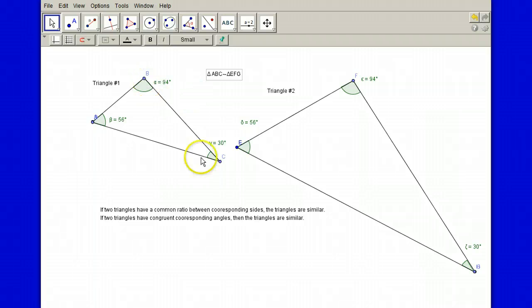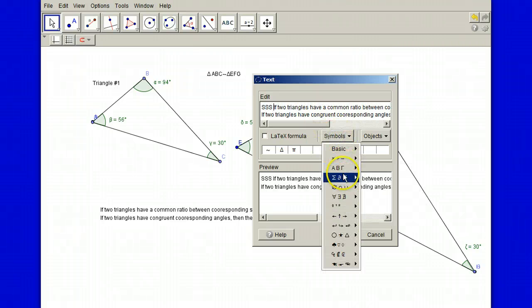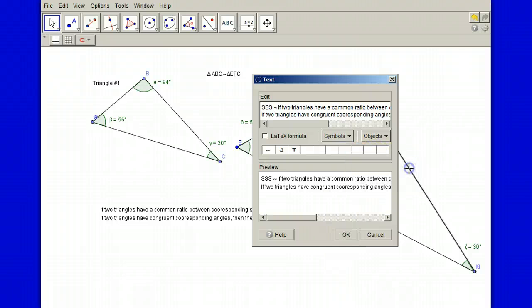We have tested out the side similarity, which if we come back to this text box, let's put that in there. Let's write SSS. Look for our symbol. Where is our symbol? Side. Similarity. Actually, we only need two. We can say angle, angle, similarity. Or angle, angle, angle. Okay.